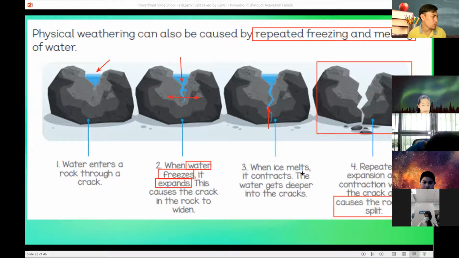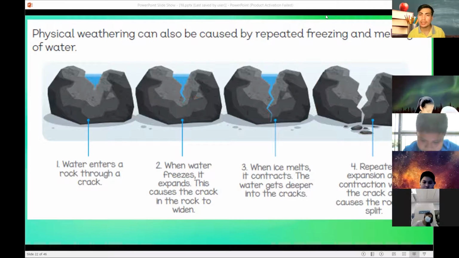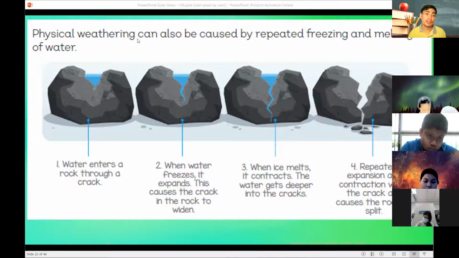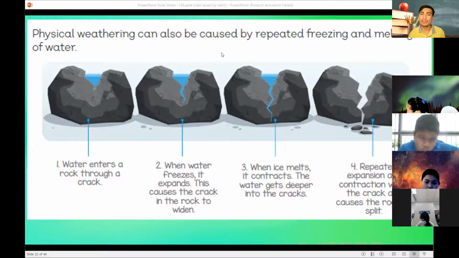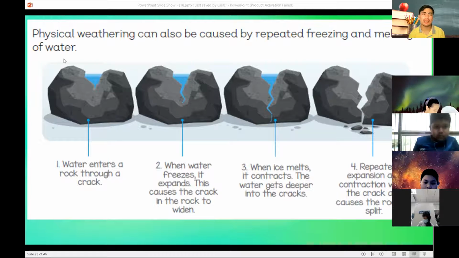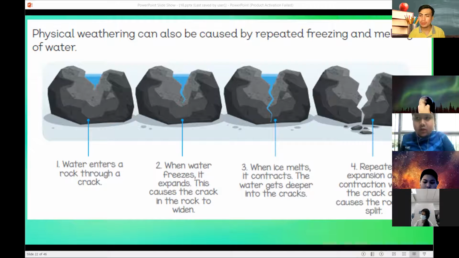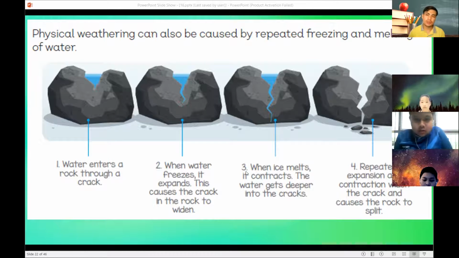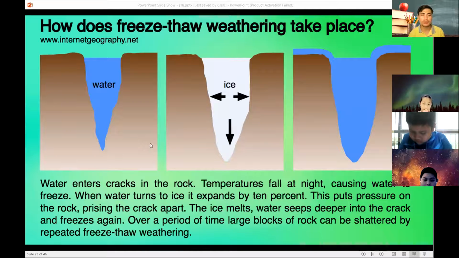Maybe we cannot see it here in Thailand because we don't experience ice or snow here. But in some other countries, I'm sure that there are a lot of rocks that can be the proof of this happening. Okay, this is the repeated freezing and melting of water. Do you have any question with this? None. Okay, if there's none, then let's proceed.